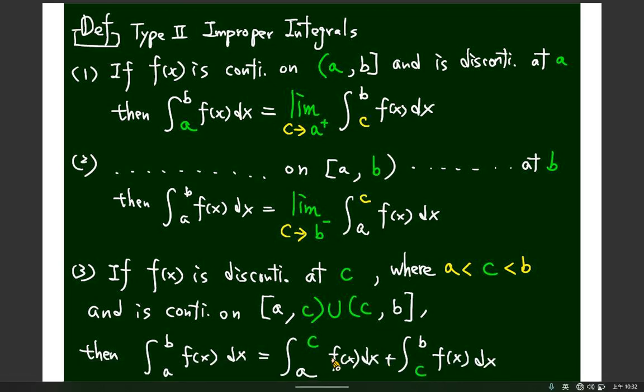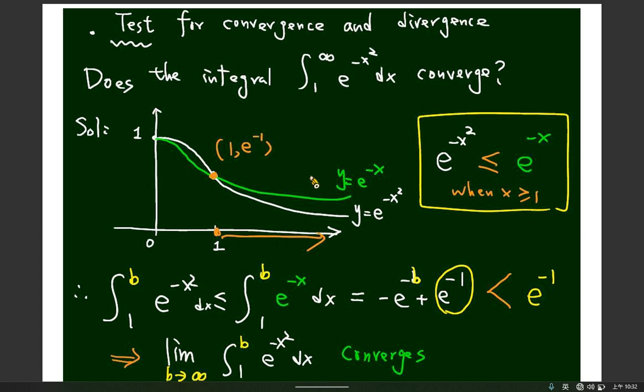And for each part, you still can follow the subtype 1 and subtype 2 to find its corresponding result, and then finally sum them together. Okay? And before we go to the end of the last lecture, we also talked about how to test for the convergence or divergence.